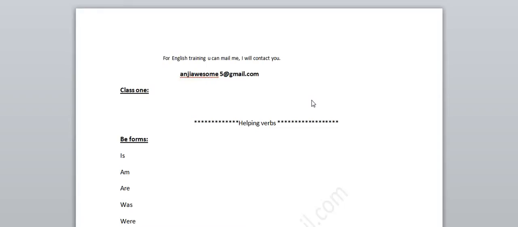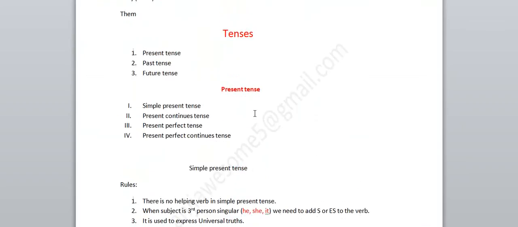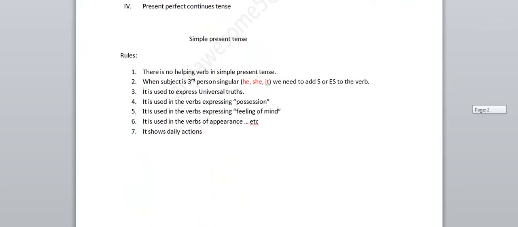Now we are discussing the very simple tense, which is named the simple present tense. Why is it simple? When we are using this tense, see, it is called the simple present tense. Why do we need the simple present tense? Now I'm going to discuss simple present tense. See, these are tenses. This is simple present tense.